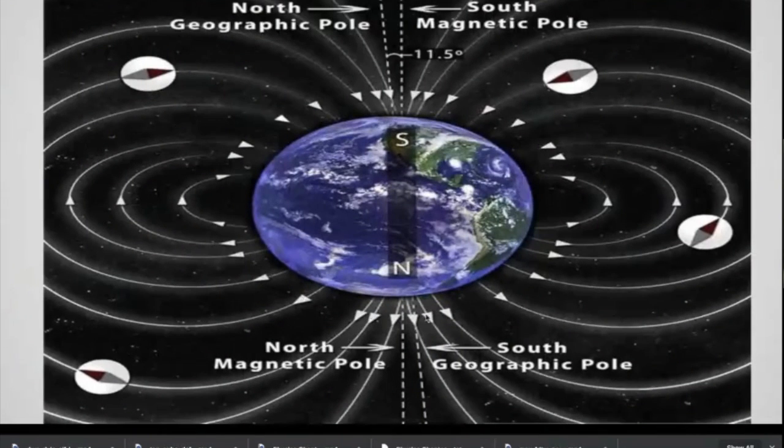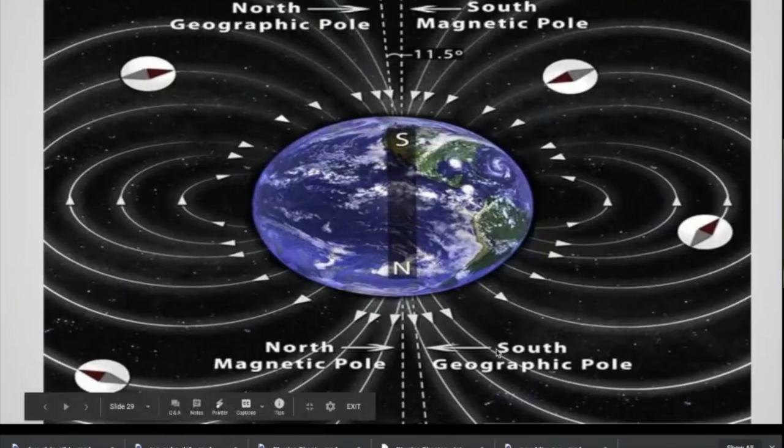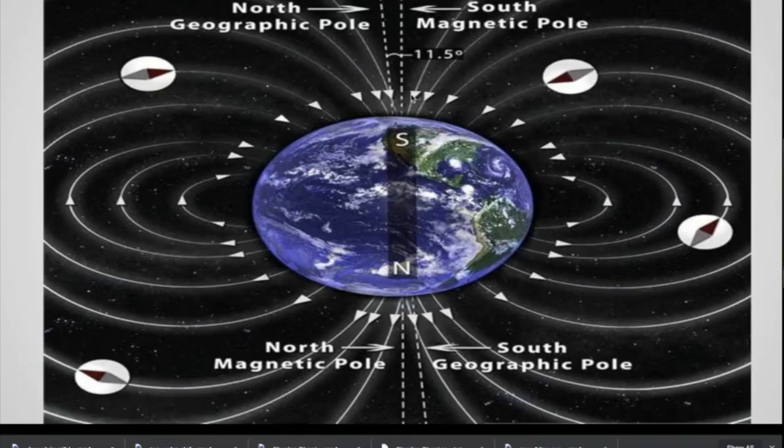Again, here's the geographic South Pole, magnetic North Pole, and vice versa up here. But look over here, we've got these compasses, and the red tip of that is the north pole of that compass. The north pole is going to attract to the south pole of the Earth.